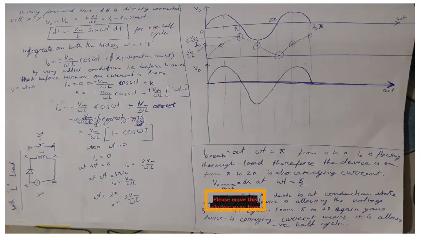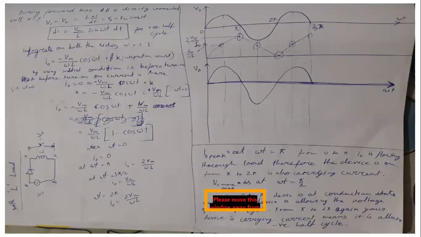Okay, it is allowing conduction, so the device is on and the load is carrying that particular voltage. Now the peak instance of currents and voltages is different for a stiff load.